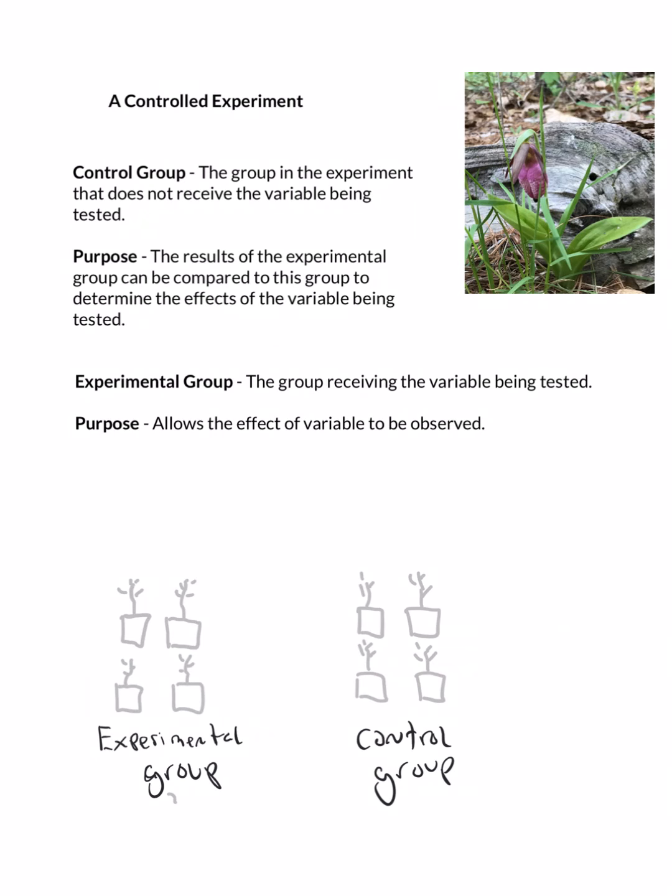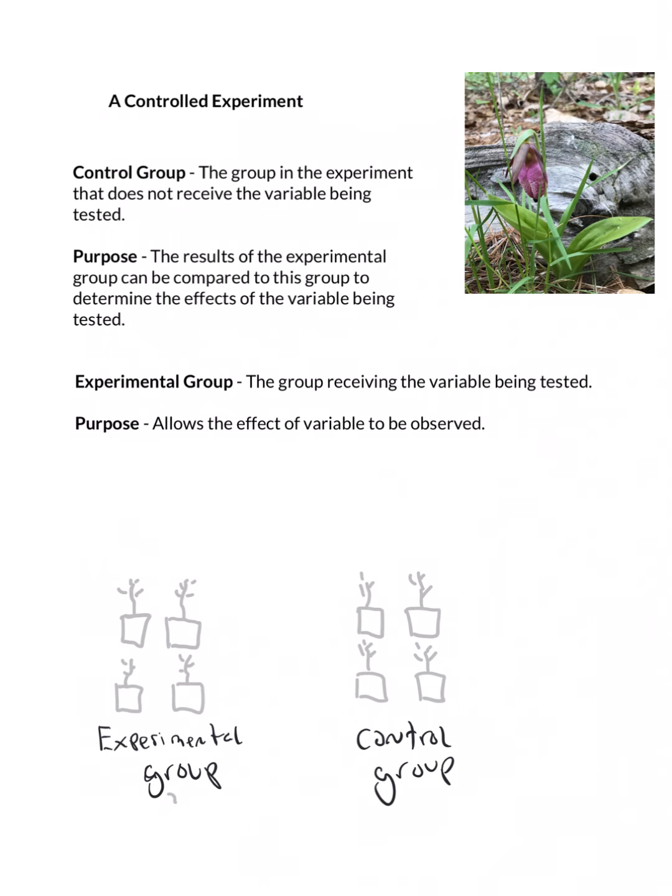All right, let's look at a controlled experiment. So let's define a couple terms. The first one is a control group. So the control group, this is a group in the experiment that does not receive the variable being tested. What's the purpose of it?